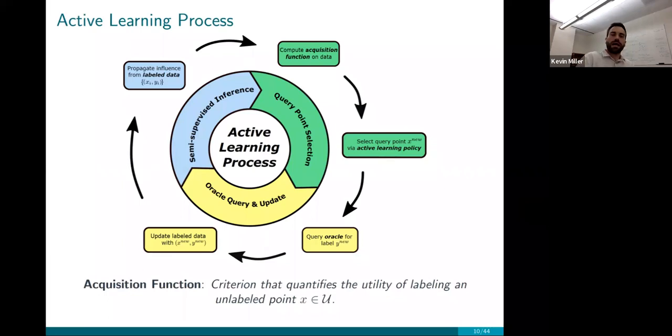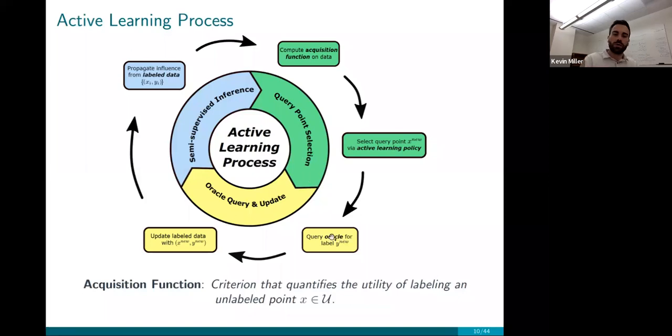And so there's this interplay between the semi-supervised and active learning problem that I think can be visualized in the following way. This active learning process will iterate between the semi-supervised inference, query point selection, Oracle query, and update. So here in the top left, given our currently labeled data, we propagate, infer, or influence classification of all the unlabeled data points. Then we compute what's called an acquisition function, which helps to quantify how useful it would be to label a currently unlabeled point, then select a query point based on these acquisition function values. And that constitutes what I'll call the query point selection.